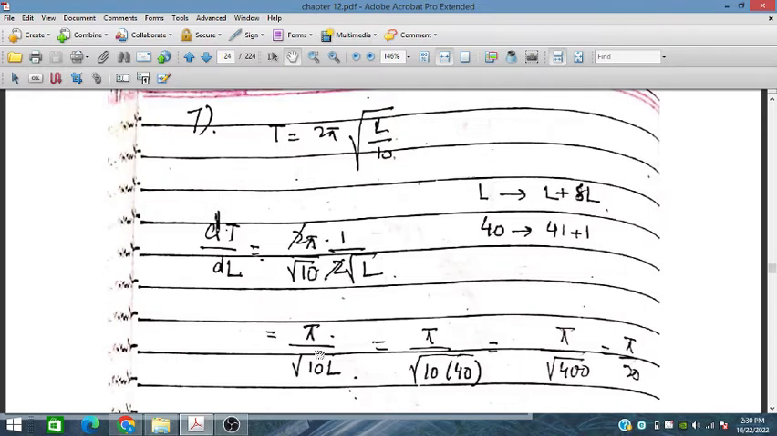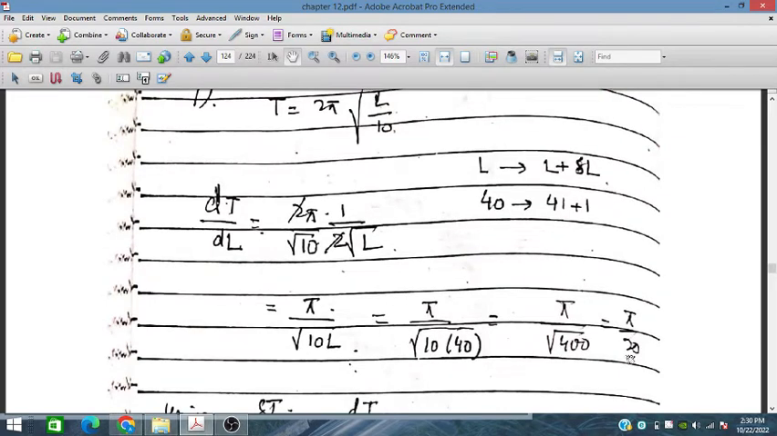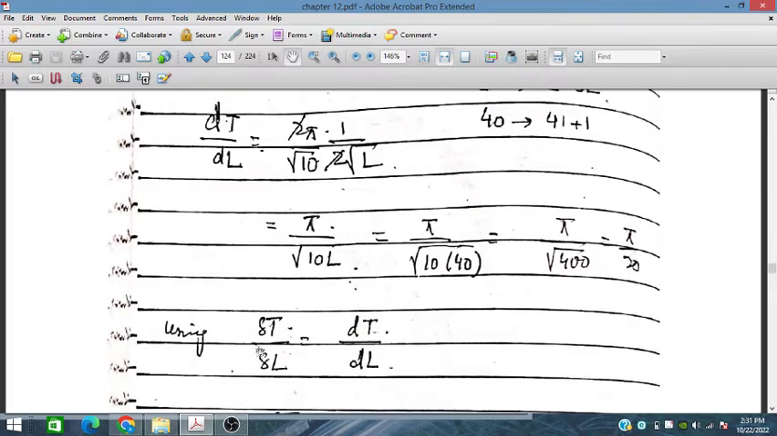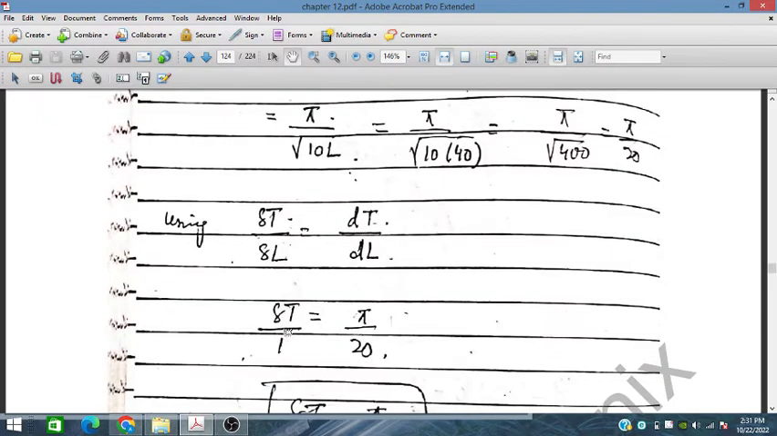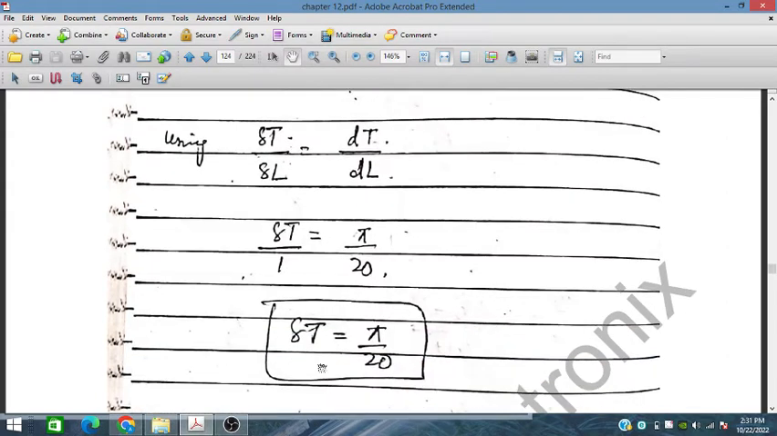So I calculated this like this, and placed this value L at this place. L was initially 40. So at this value, dT by dL is equal to pi by 20. So delta T by delta L is equal to dT by dL. At this delta L, we can place the value 1 because it is incrementing from 40 to 41. So this delta T is basically pi by 20. This is the required change in time period with the change in length of the pendulum.